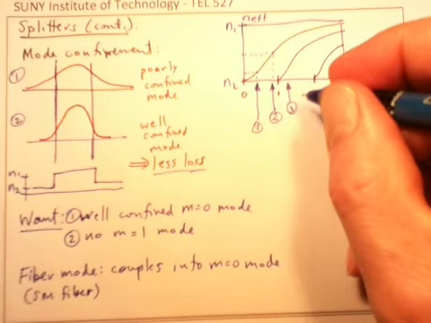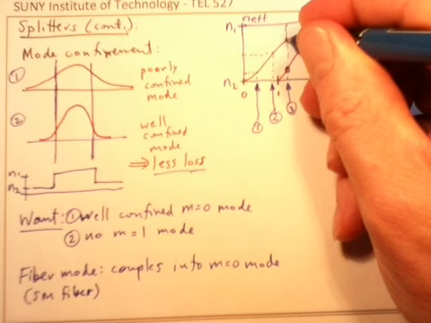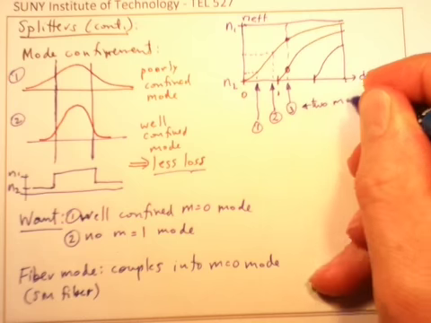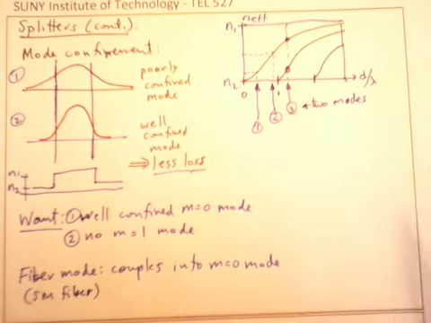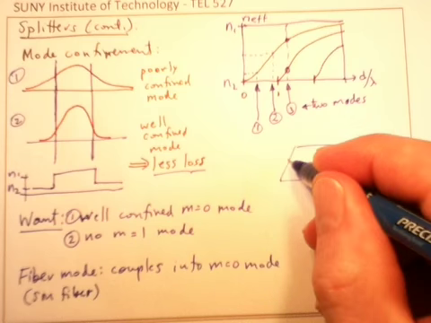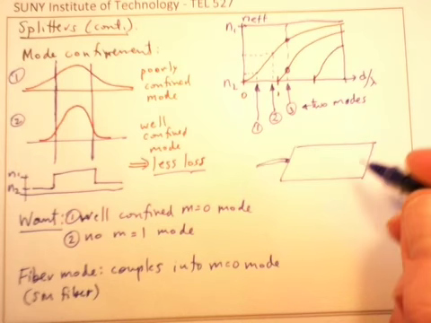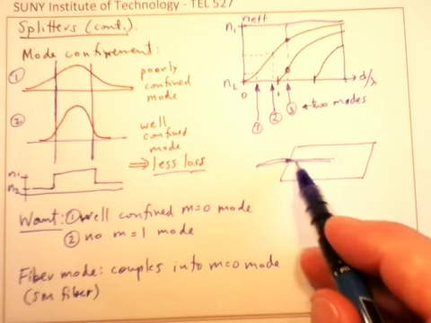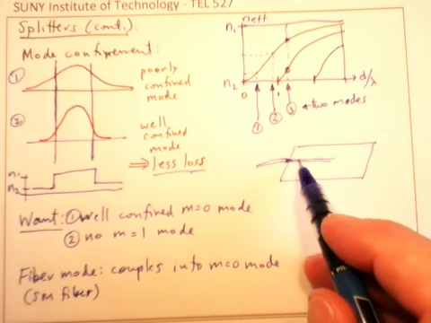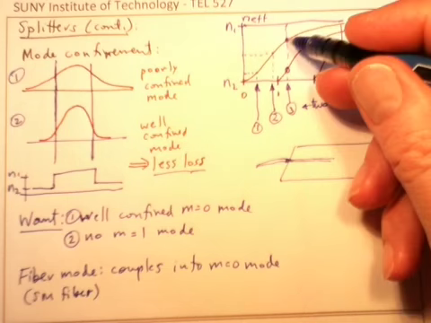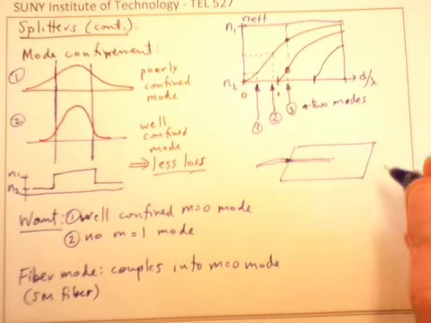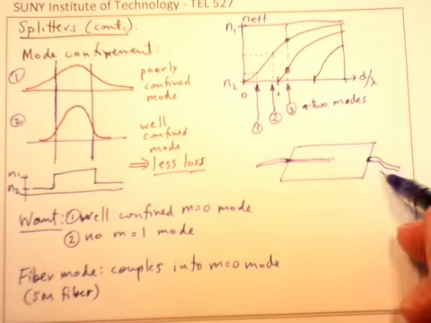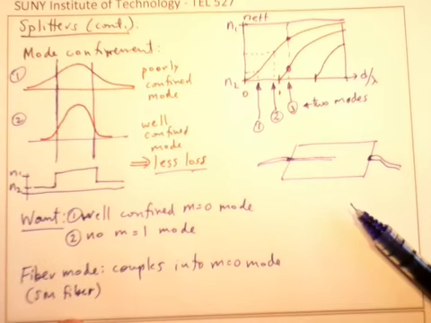In 3, we have 2 modes. Which is really bad, because when we couple from the input fiber into the waveguide, most of the energy is going to go into the m equals 0 mode in the waveguide, but then some of it's going to leak out into the m equals 1 mode, and that m equals 1 mode cannot be coupled back into the fiber on the output. Okay, and so this is the basic idea of the mode confinement.